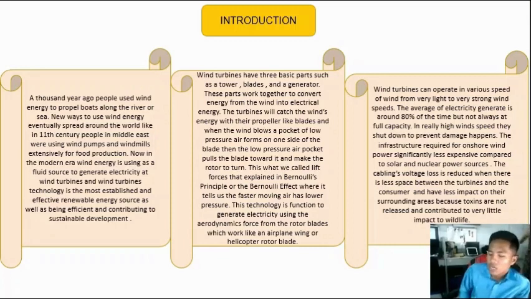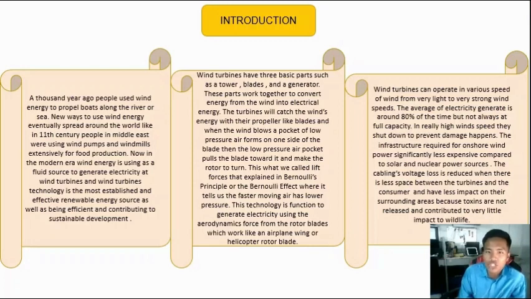Also, the wind turbine has several parts. First, the blade, and then a tower, and also a generator. These parts work together to convert the wind energy to electrical energy and make it useful for people to use. Besides that, wind turbines also follow the Bernoulli principle, or the Bernoulli effect, where the faster moving air has lower pressure.